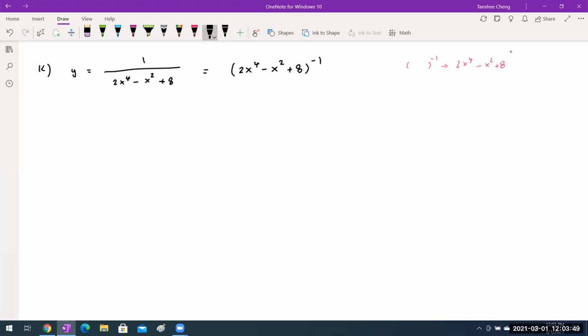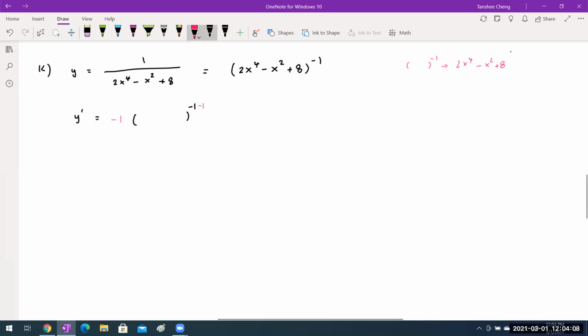So when we take the derivative with respect to x, that will be y prime, and bring down the exponent, right? I'm taking the derivative of the most outer function. So bring down the exponent, and then what? Minus 1 to the exponent. Negative 1 minus 1.